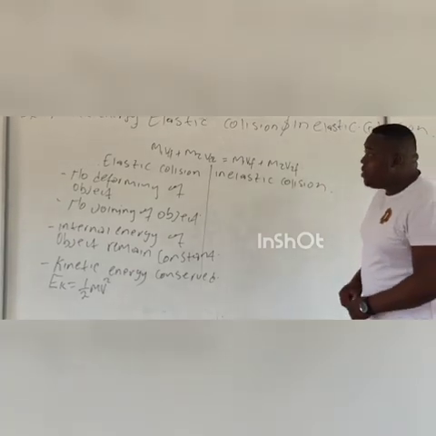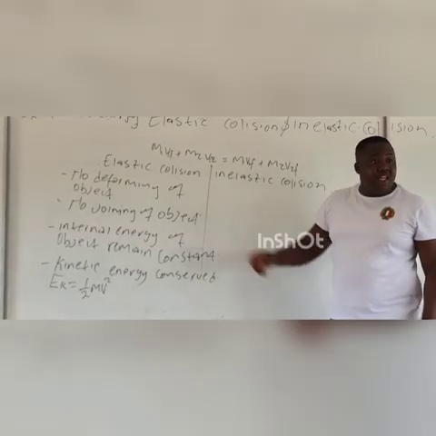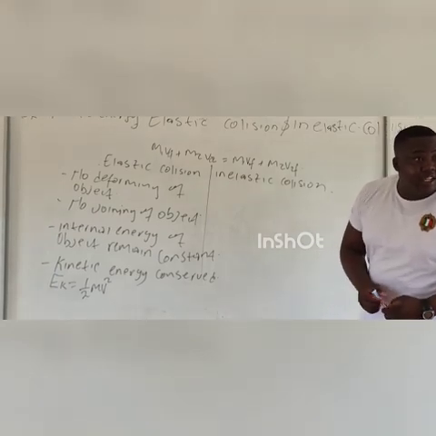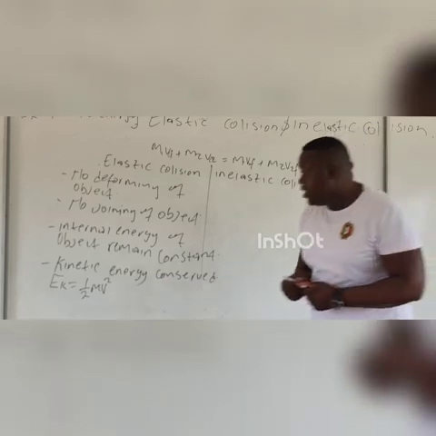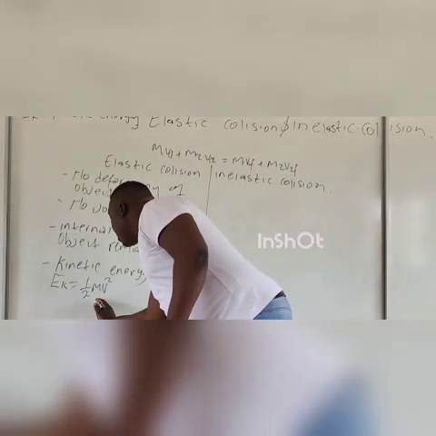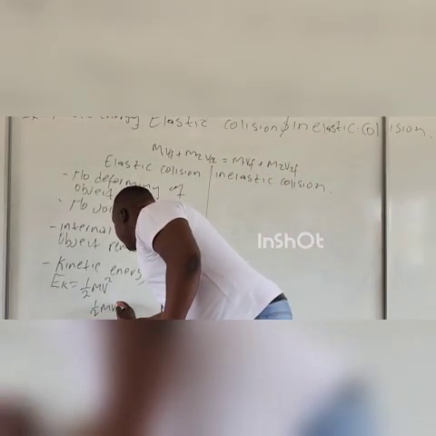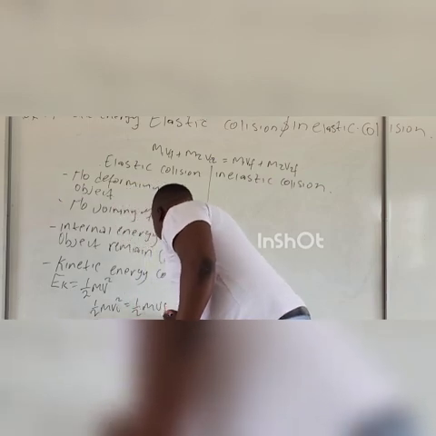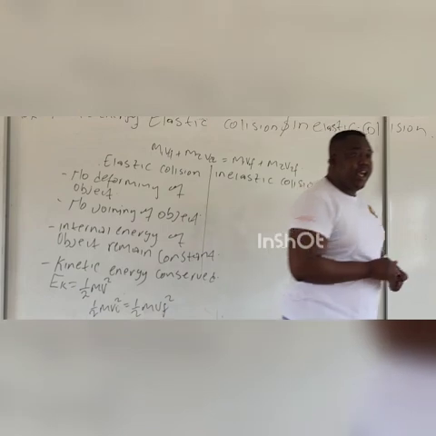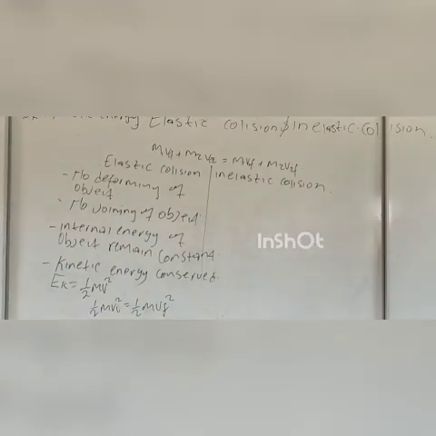What does it mean? It means in an elastic collision, kinetic energy is conserved. What do we mean when we say something is conserved? It means that 1/2 mvi squared is equal to 1/2 mvf squared. Initial kinetic energy is equal to final kinetic energy. That's what we mean when we say something is conserved. It remains the same.